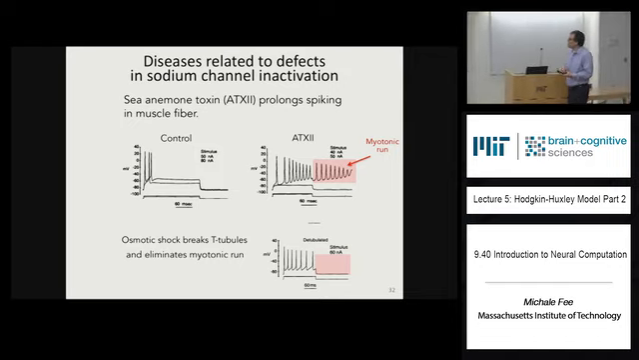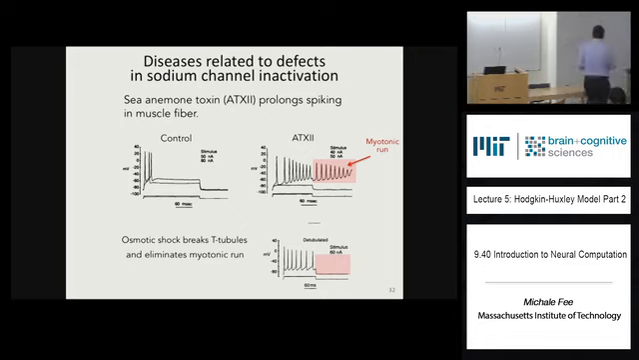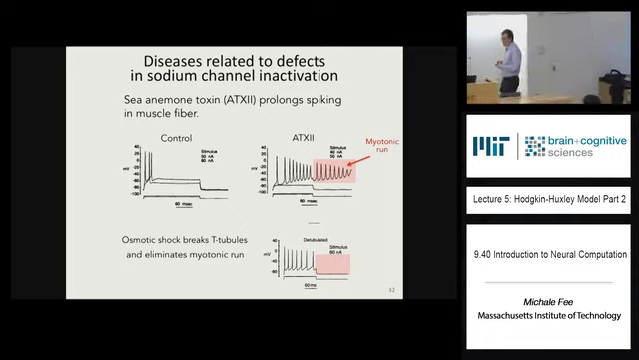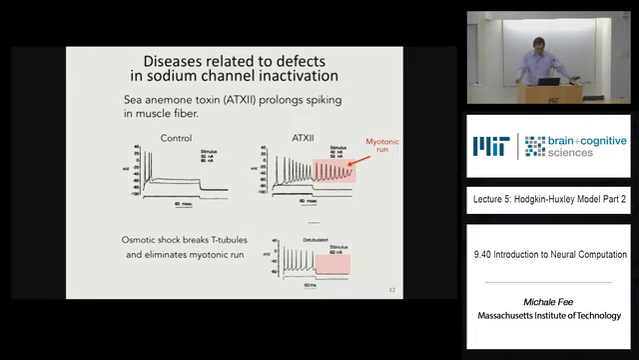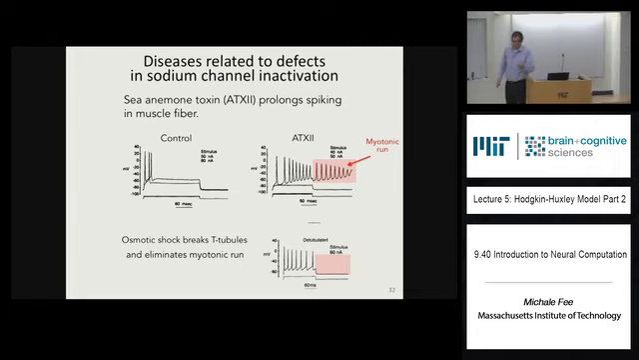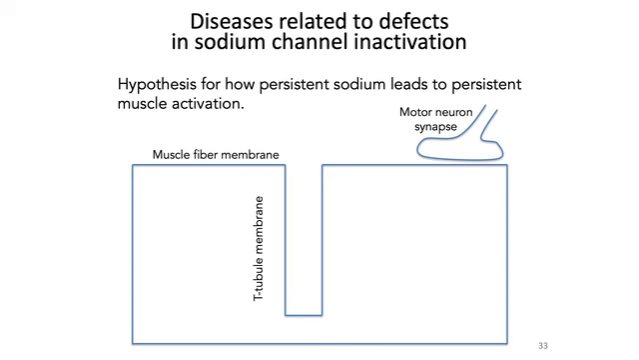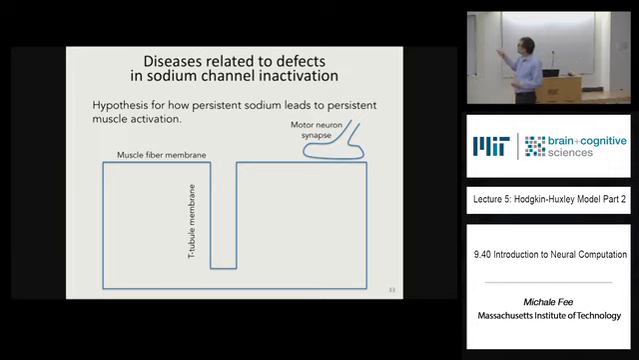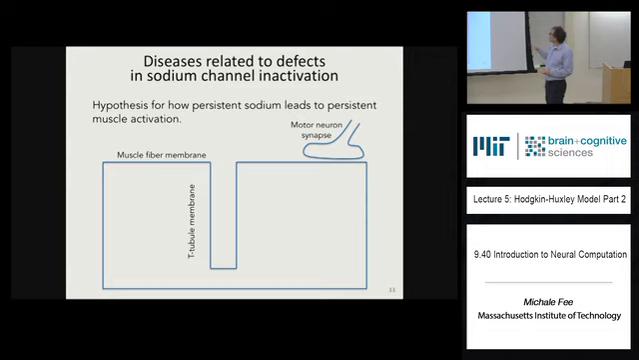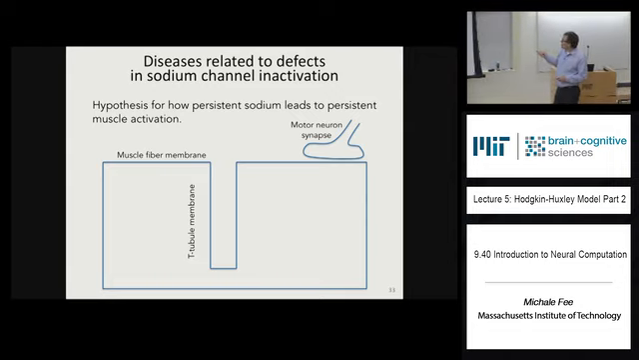There's a really beautiful set of papers from David Corey and a person named Cannon, who proposed a hypothesis for why this actually happens. I'll walk you through the hypothesis right now. So here's the idea. When you have an input from a motor neuron onto the muscle fiber, you get synaptic input, which depolarizes the muscle fiber. So this is the motor neuron synapse.